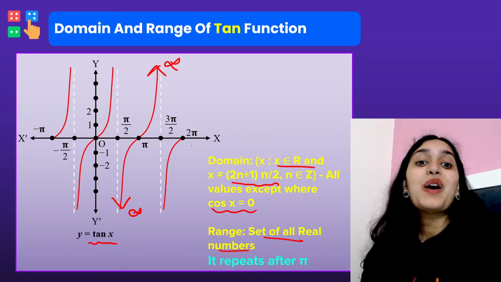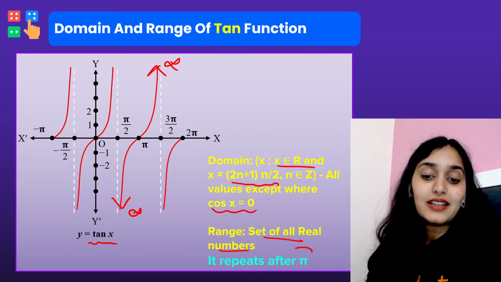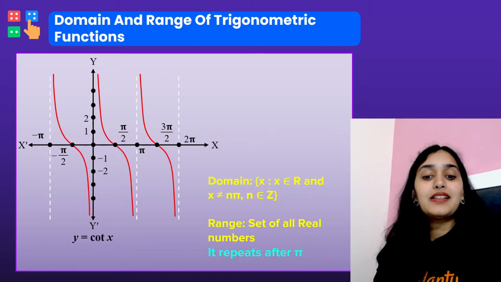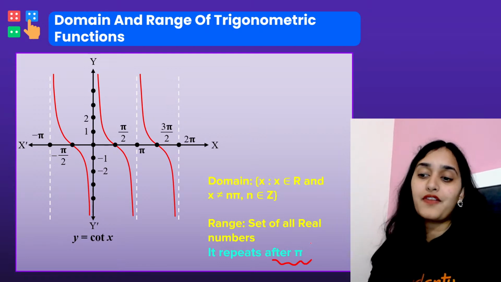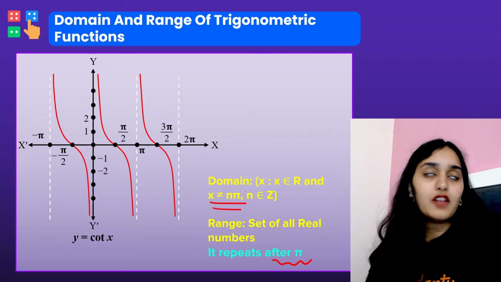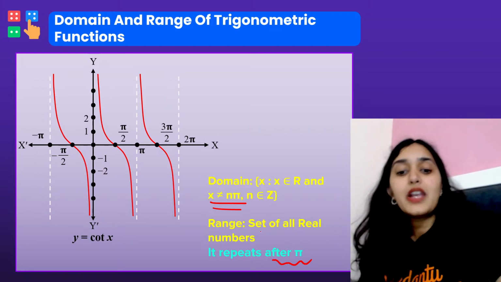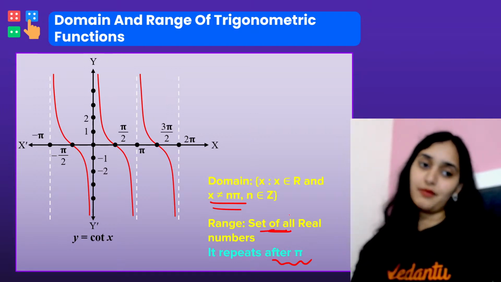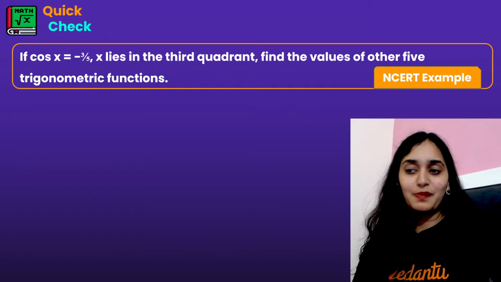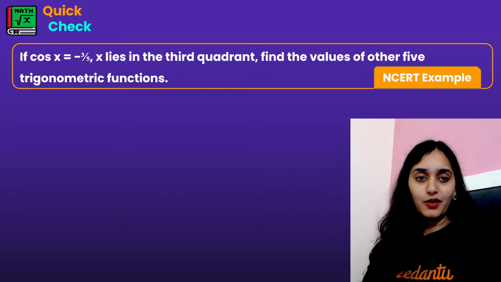Interesting, right? One more thing is interesting. Tan theta repeats after pi radian. And similarly, cot also repeats after pi radian. Cot will be undefined when sine is 0. And the range is the set of all real numbers. Okay. Now let's do some interesting questions based on whatever we have learned till now.